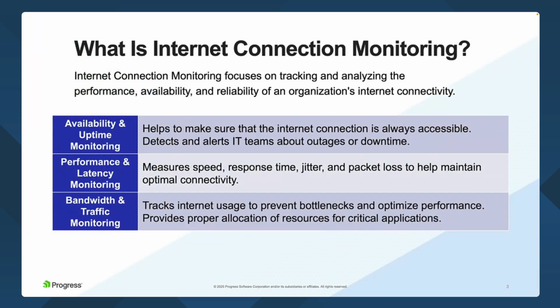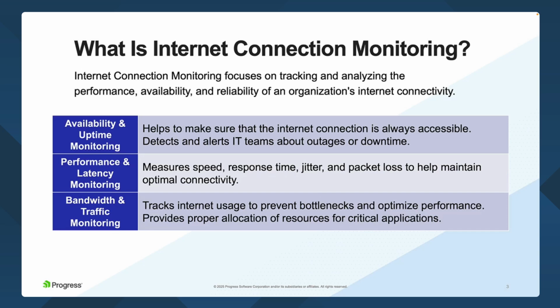So what is internet connection monitoring? It's the concept of tracking and analyzing the performance, availability, and reliability of your organization's internet connectivity. It can be broken down into a few different sections that I have here on this slide. The first point I want to touch on is availability and uptime monitoring. Working as part of an IT team, high availability and uptime is critical for any digital service. Downtime can lead to lost revenue, poor user experience, or even damage to your brand's reputation. That's why proactive monitoring is essential.